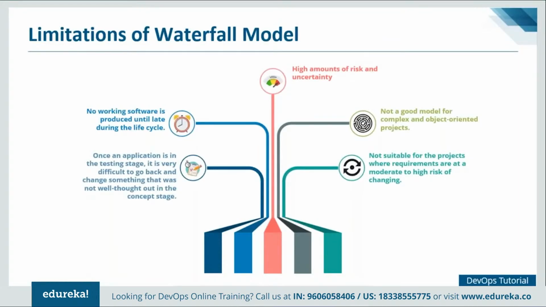Apart from that, no working software is produced until late during the life cycle. We saw that when we were discussing various stages of waterfall model. There is a high amount of risk and uncertainty, which means that once your product is live, it is there in the market. Then if there is any bug or any downtime, then you have to go through the entire source code of the application again. You have to go through that entire process of waterfall model that we just saw in order to produce a working software again, right? So that's how it used to take a lot of time. There's a lot of risk and uncertainty. And imagine if you have upgraded some software stack in your production environment and that led to the failure of your application.